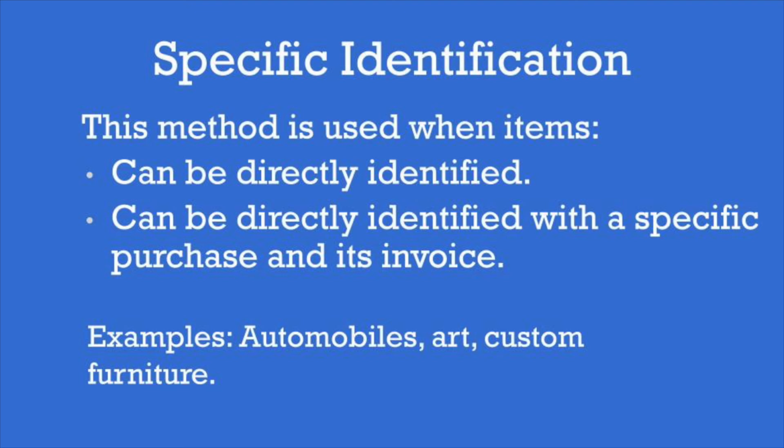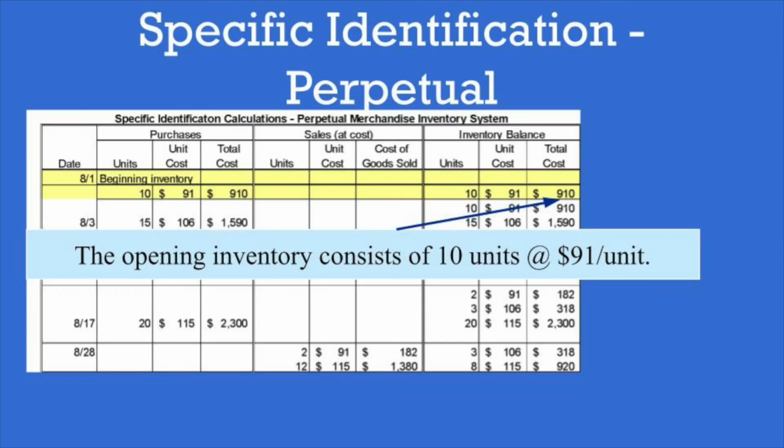These things that are big, expensive items, okay? So let's take a look at a simple example again. Well, again, we're going back to our inventory, but assuming here that this inventory is identifiable items. And again, we're starting out in August. We have 10 units that cost us $91 each for a total of $910. So there's our opening inventory of $910.